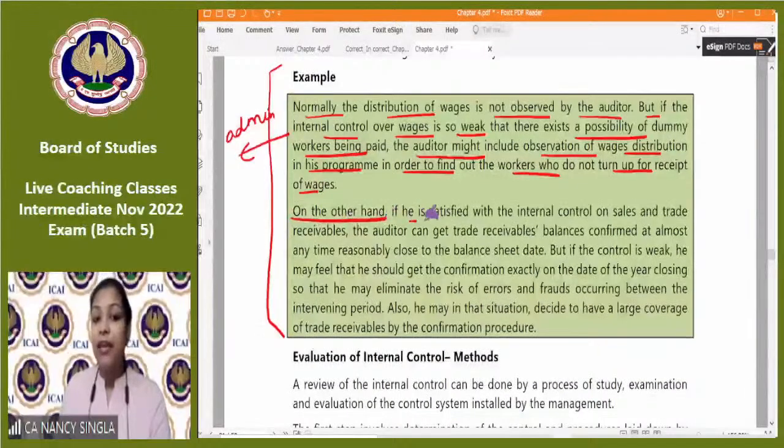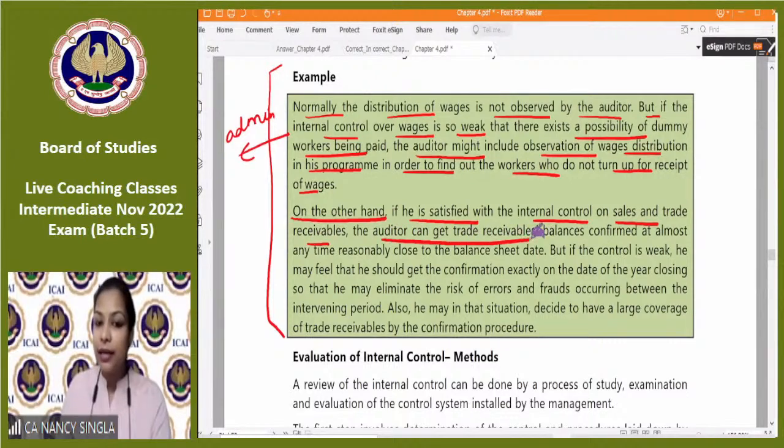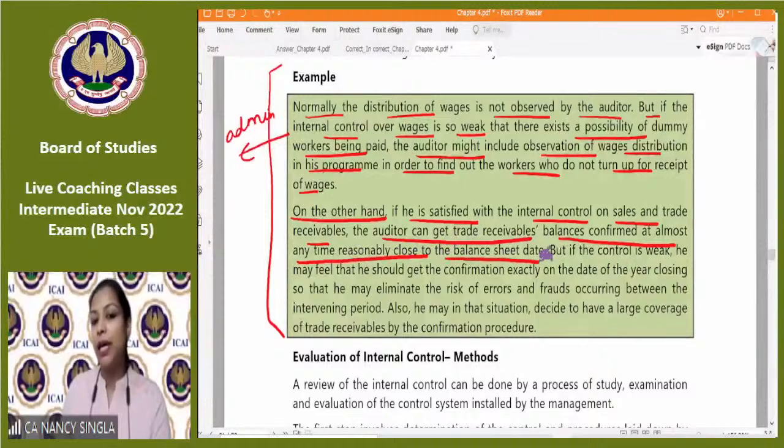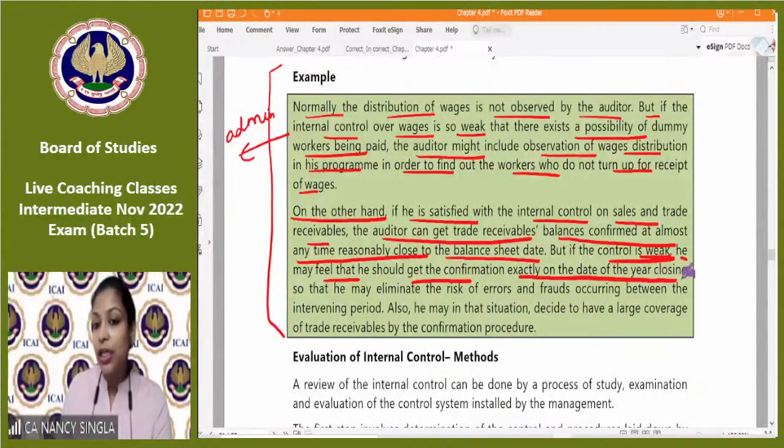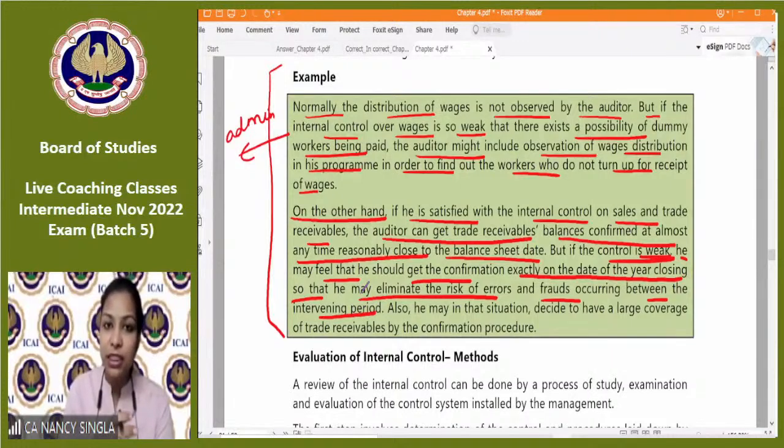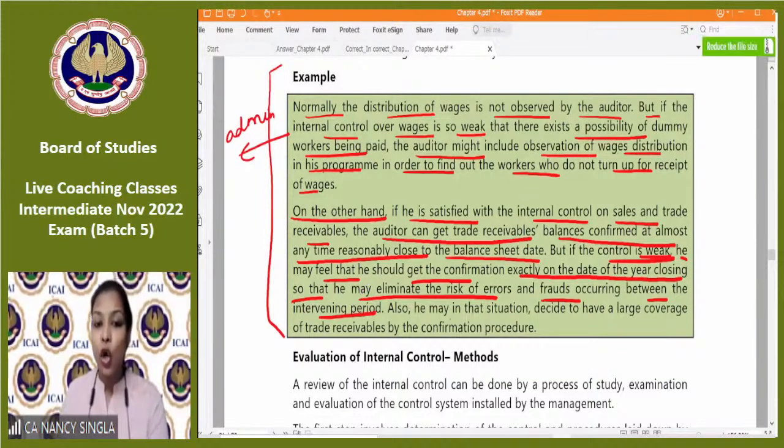On the other hand, if he is satisfied with the internal control on sales and trade receivables, the auditor can get trade receivable balances confirmed at almost any time reasonably close to the balance sheet date. But if control is weak, what to do? He may feel that he should get the confirmation exactly on the date of year closing so that he may eliminate the risk of errors and frauds occurring in the intervening period. What is the intervening period? The period between the date on which he obtains the confirmation and the balance sheet date. Also, he may in this situation decide to have a larger coverage of trade receivables by the confirmation procedure.